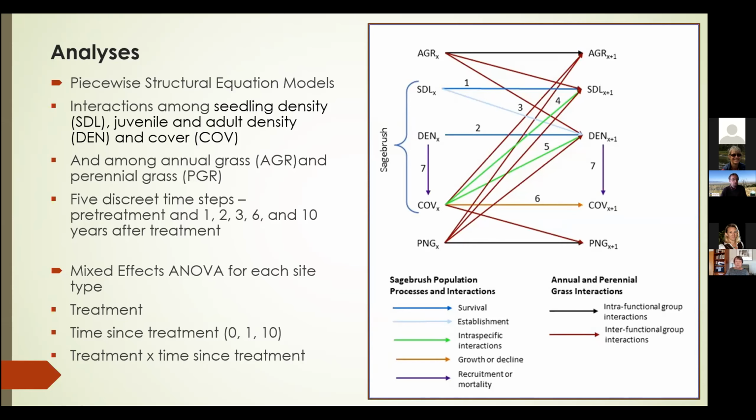It was also designed to evaluate the interactions of sagebrush seedlings, juveniles, and adults with annual and perennial grasses to better understand competitive interactions. It included 5 discrete time steps. These included pre-treatment and years 1, 2, 3, 6, and 10 after treatment. We conducted complementary mixed effects ANOVAs for both the woodland and the sage cheat sites. These included treatment, time since treatment, and treatment by time since treatment interactions.